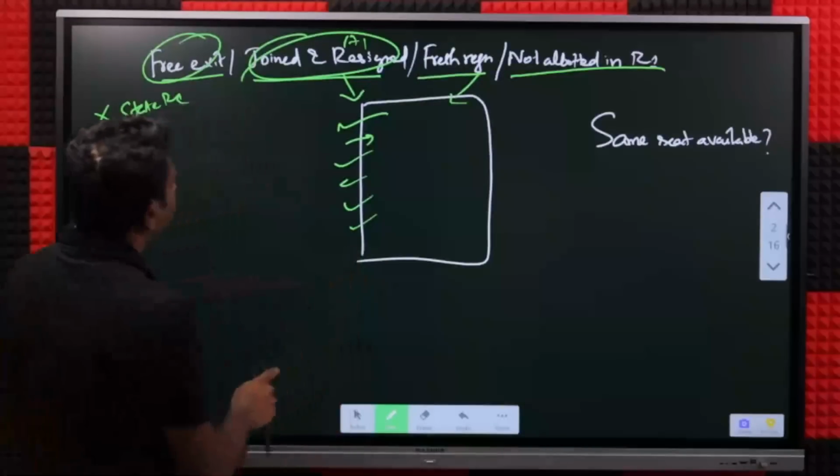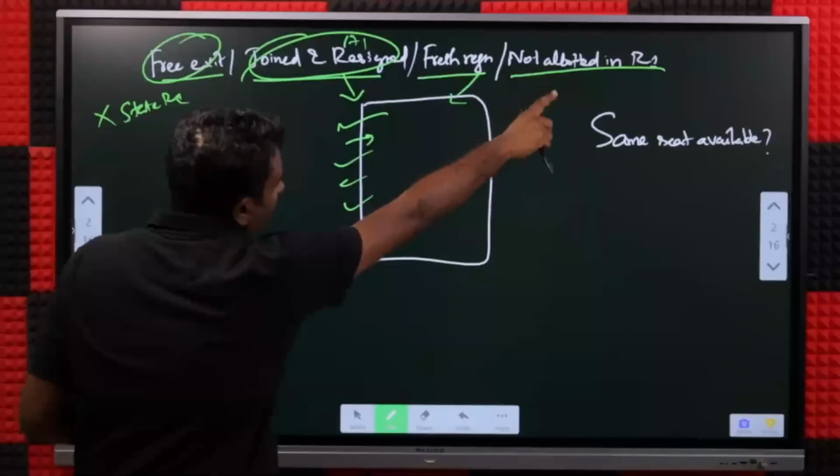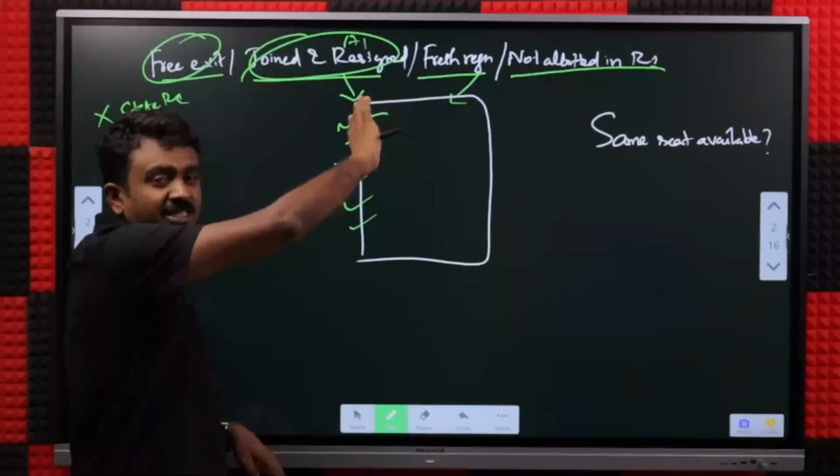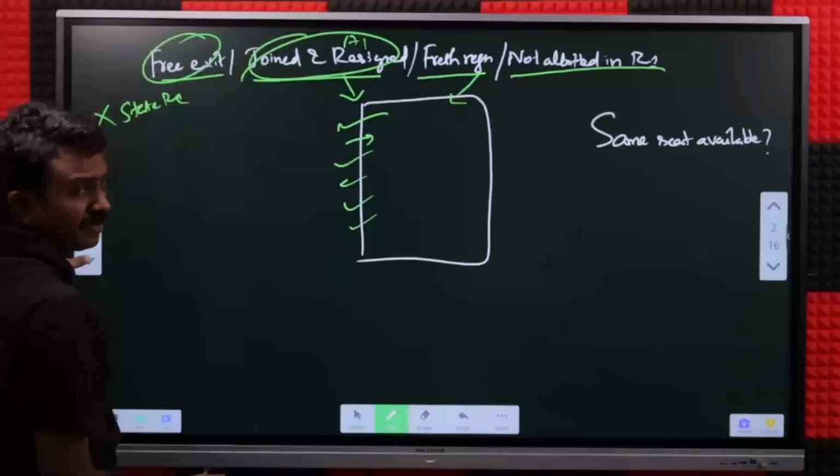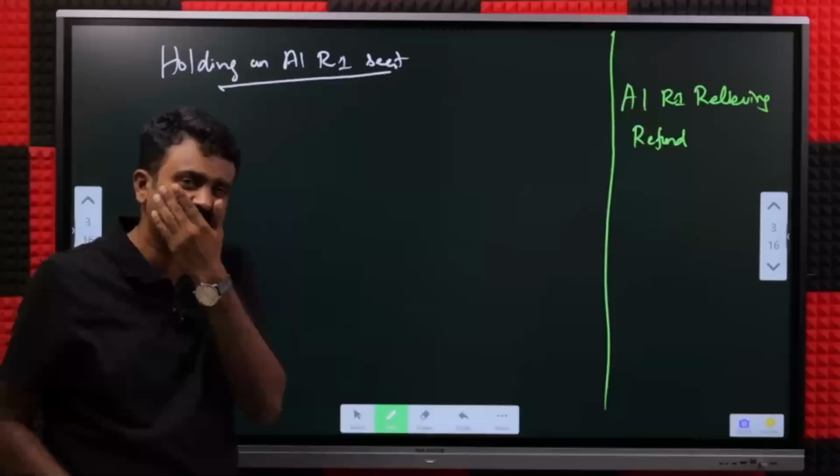This is for the first set. Free exit, joined and resigned, free, basically all these categories. Whoever doesn't hold a seat, this is the way to go about. Just fill in your choices, take it up later. Whatever be your state options, fill in your choices, take it up later.